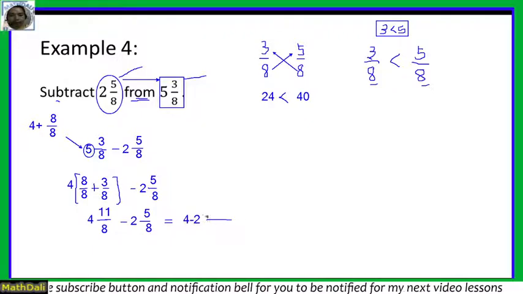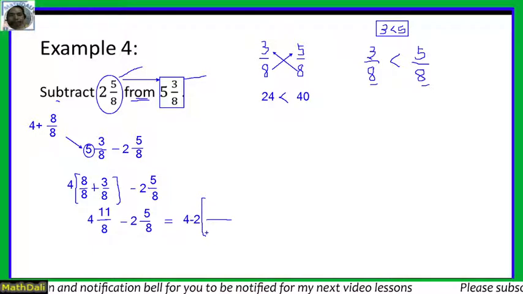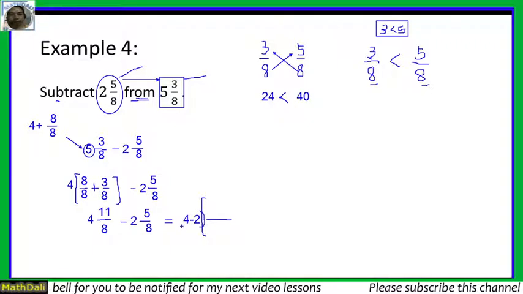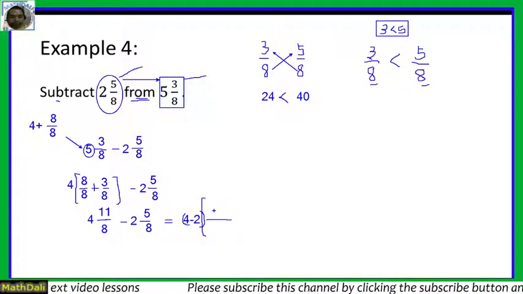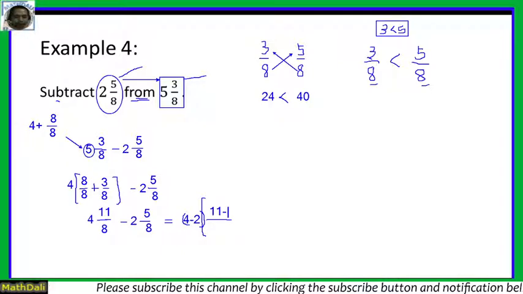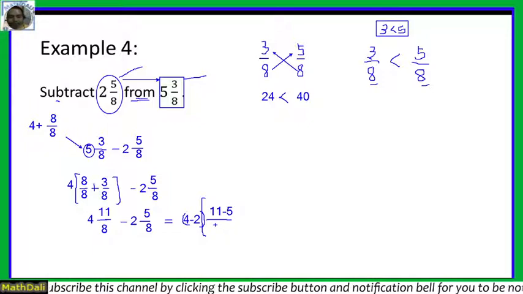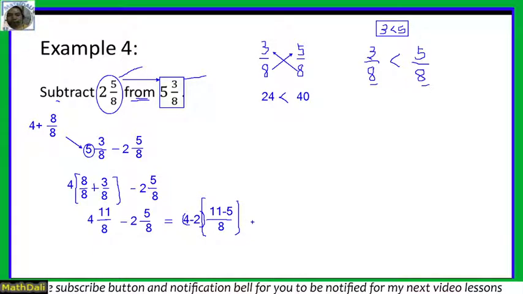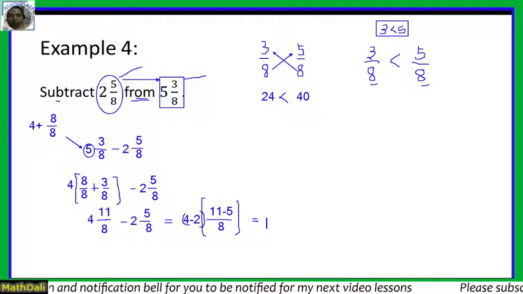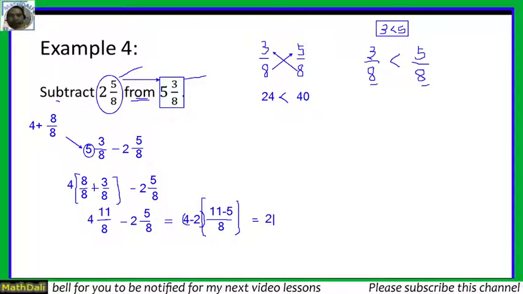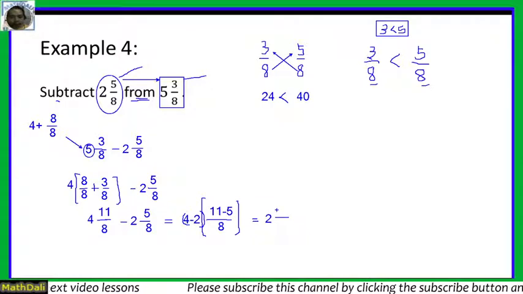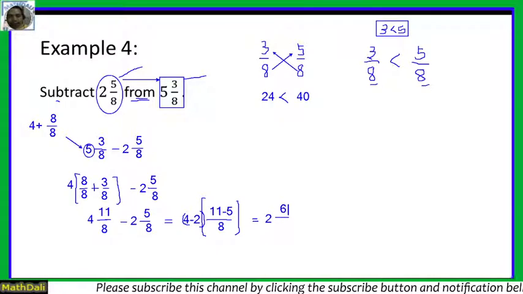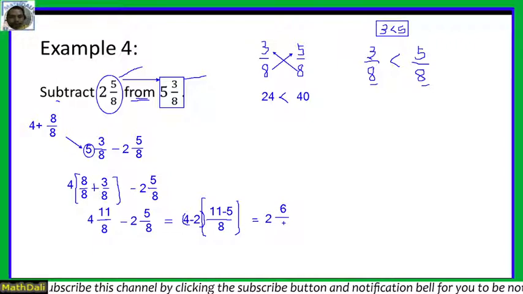Then, yung fraction natin, subtract muna natin yan. We have 11 minus 5 over yung ating denominator, that is 8. So, subtract na natin to. 4 minus 2, that is equal to 2. Then, yung ating fraction, subtract din natin. 11 minus 5, that will be equal to 6. Lagay lang natin dito sa numerator, 6 over, we have the denominator, that is 8.